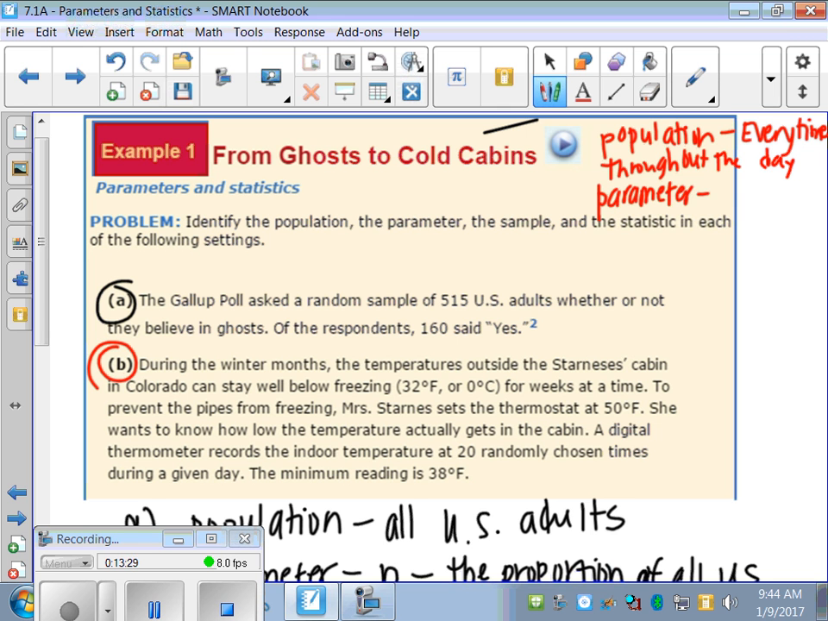We're trying to find how low the temperature actually gets in the cabin. So the parameter is that actual minimum. So the true minimum temperature in the cabin that day. Okay, now we've got our sample.